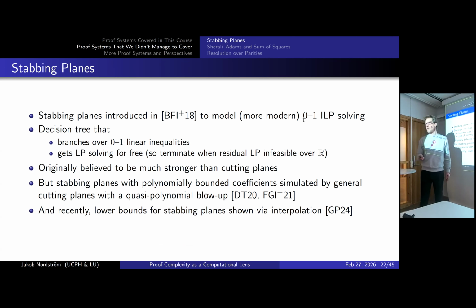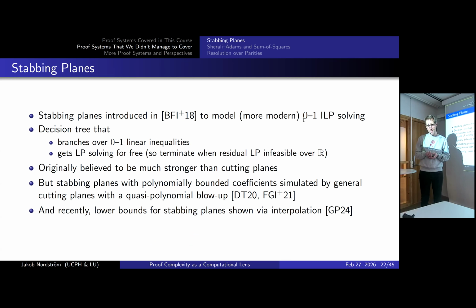Okay, now let's talk about things that we did not talk about but could have talked about. Stabbing planes: I already said that cutting planes is meant to model 0-1 integer linear programming solving, except that stabbing planes is arguably a slightly better model. I'm very consciously skipping most definitions today because I think you've seen them before, but now we're getting to proof systems that we didn't see so much. So let's just make a quick recap.